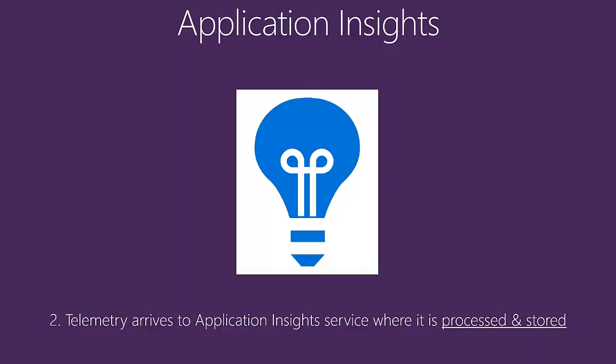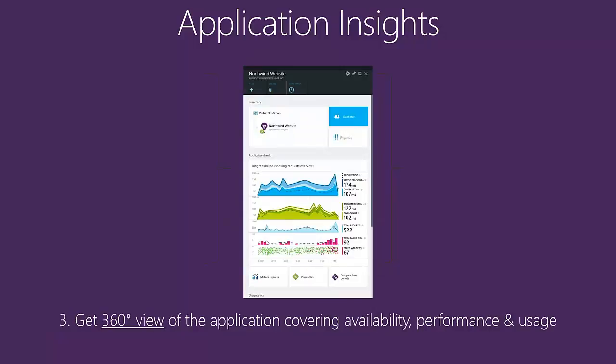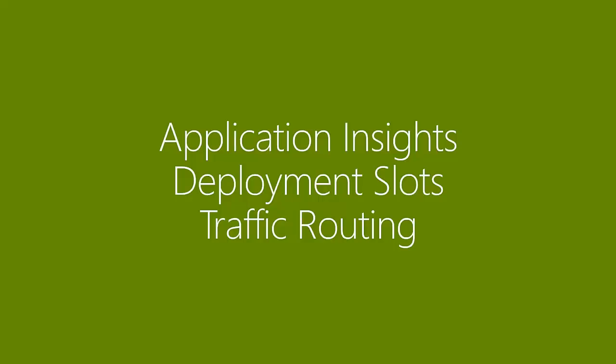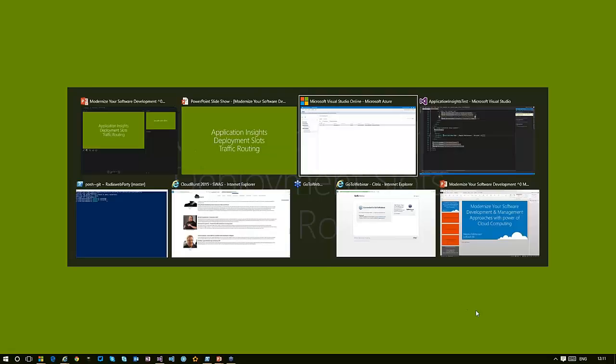And in Application Insights, we'll process and store the data collected, and then you can, as a developer or as somebody who owns or runs this product, check to see if something is failing, is it performing, is everything good inside of the application. I'm going to show you this right now in what's called Application Insights, and also we're going to look at deployment slots and traffic routing.